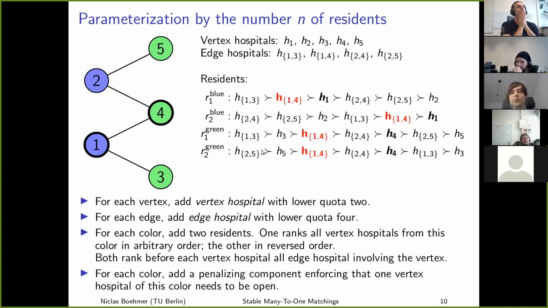This first of all proves, among others, NP-hardness, even if each hospital has a lower quota of at most 4. And it also proves that the problem is W[1]-hard parameterized by the number n of residents, because the only thing that we did here is we introduced 2 residents for each color, and 3 more in the penalizing component. So overall only 5 residents for each color. And because we know that multicolored independent set is W[1]-hard parameterized by the number of colors, we also have the hardness result for the number of residents here.